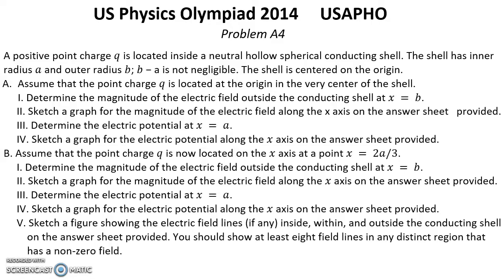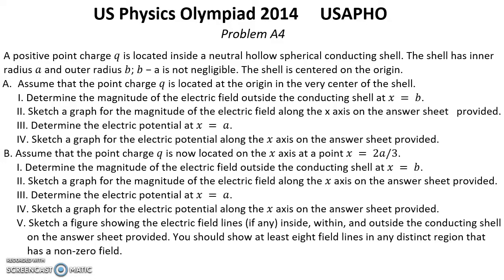Part A. Assume that the point charge Q is located at the origin in the very center of the shell. First question. Determine the magnitude of the electric field outside the conducting shell at x equals b.